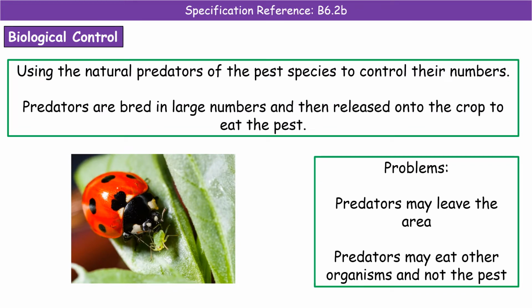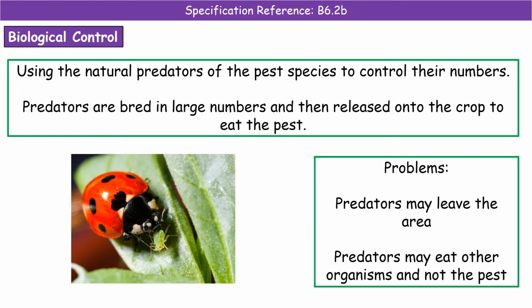When we talk about biological control, this is just using natural predators of the pest species in order to control their numbers. So we breed large numbers of those predators, release them onto the crop, and in theory, they eat the pest. There are some problems with this though, because we are talking living things.